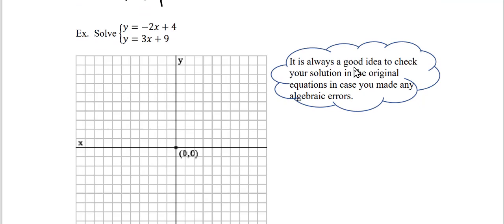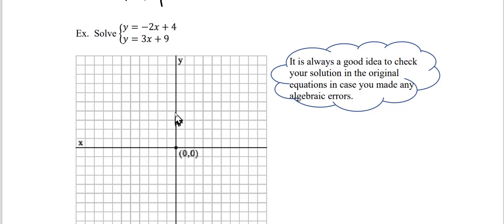Let's take a look at this graphically. We're going to solve this graphically, and then we're going to do a few graphically, and then we're going to do these same systems using other techniques, algebraic techniques. I'm going to graph that first line, y equals negative 2x plus 4.